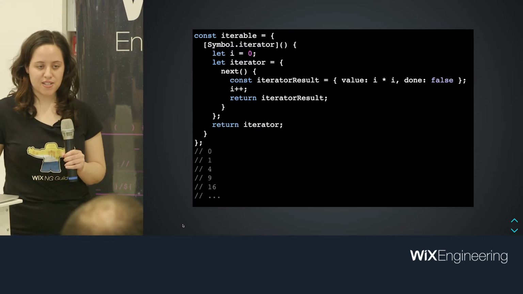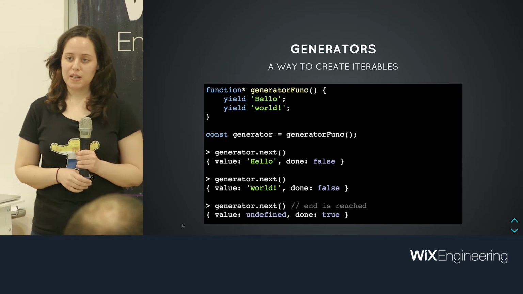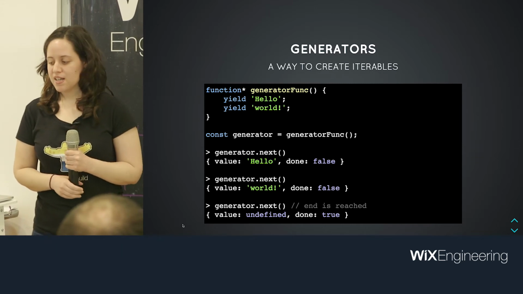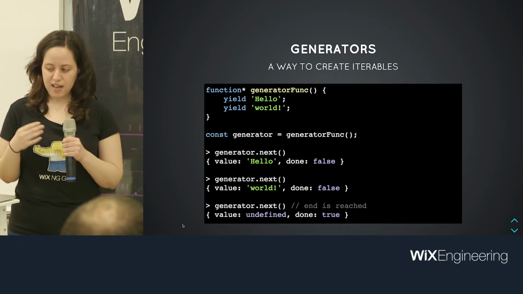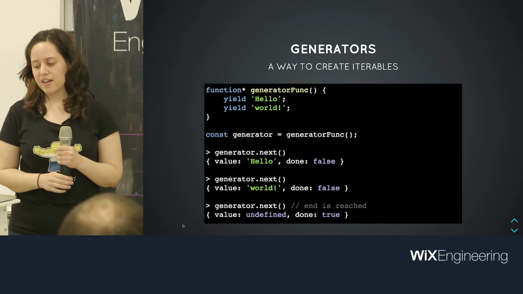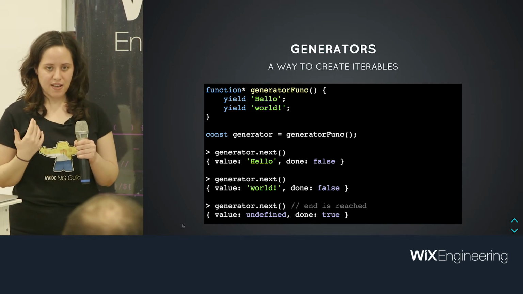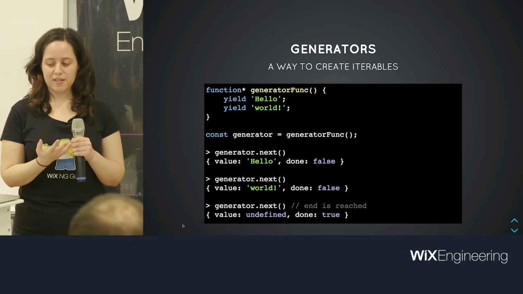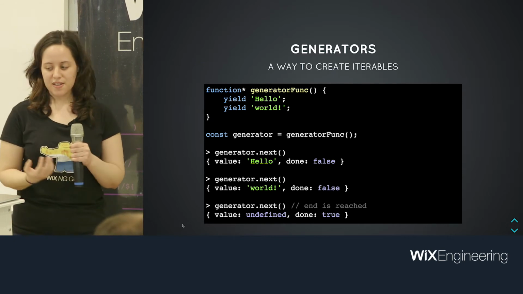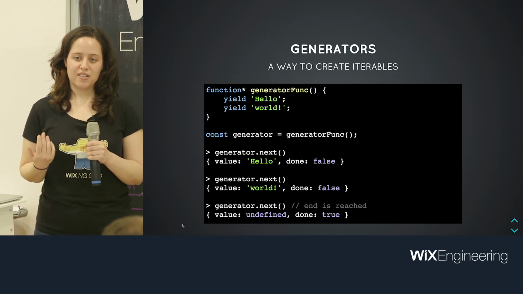There are other ways to create iterables. Generators. A generator is also a way to create an iterable. A generator function is a function that has an asterisk after the function keyword, and you can yield values, which will be the next values you produce. So running a generator returns an iterator.